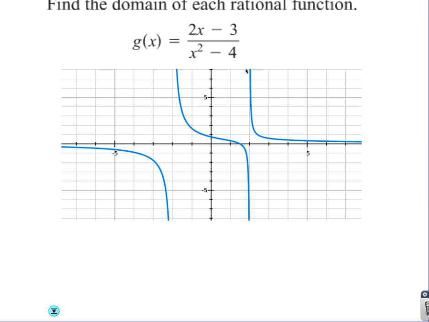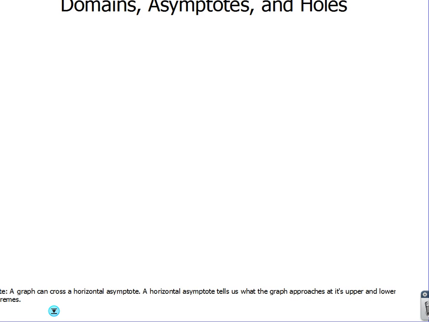So my question, and this is what you need to start thinking about, is: anytime I have an excluded value in my domain, anytime that bottom is equal to 0, do you always just have an asymptote line there? Most of the time, yes, but sometimes, and we're going to talk about those other instances, no. Sometimes you've got something else going on there. Domains, asymptote lines, and holes. And I've already told you what an asymptote line is. It says a graph can cross.